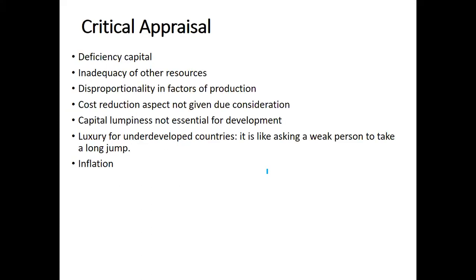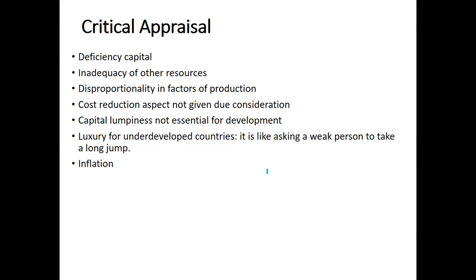And now, the critical appraisal of the balanced growth theory. First, of course, is deficiency of capital. The question is, if the economy is in deficit as far as capital is concerned, then how can the economy take this forward? This is an important question. Second, inadequacy of resources and disproportionality in factors of production. Some economies do have more capital, some economies do have more labor. So how to address this issue? That's an important question.